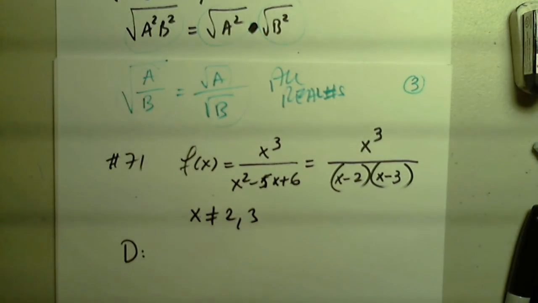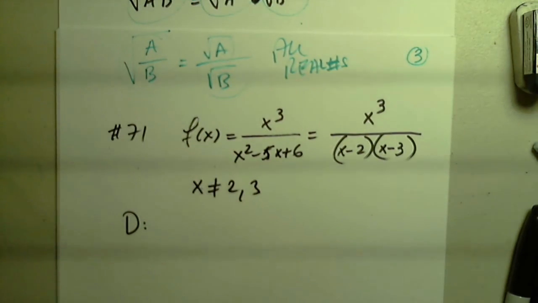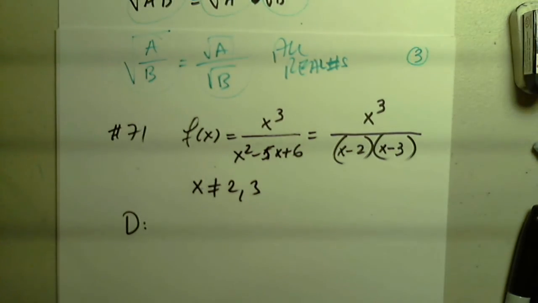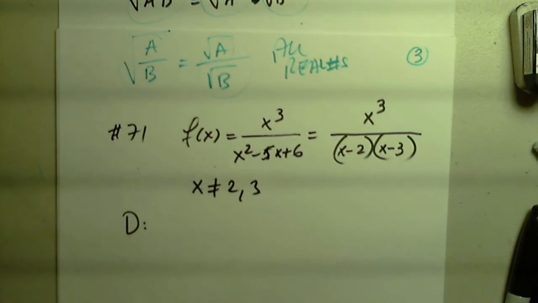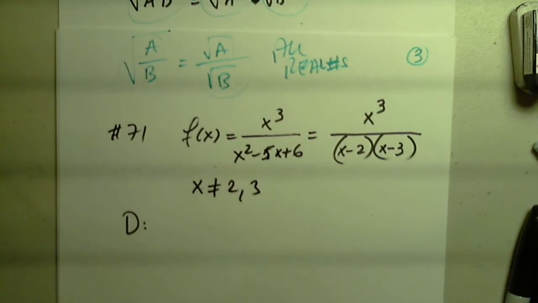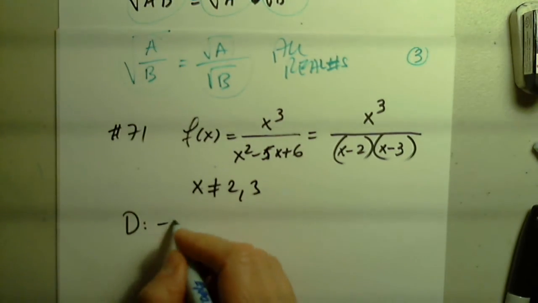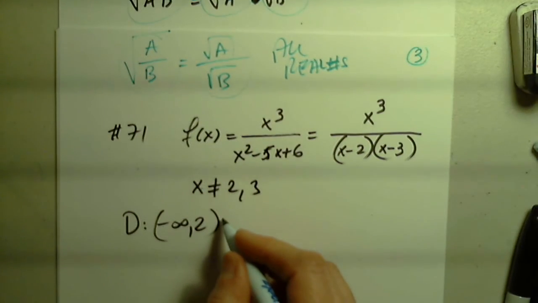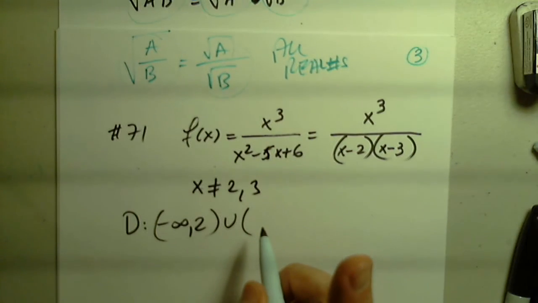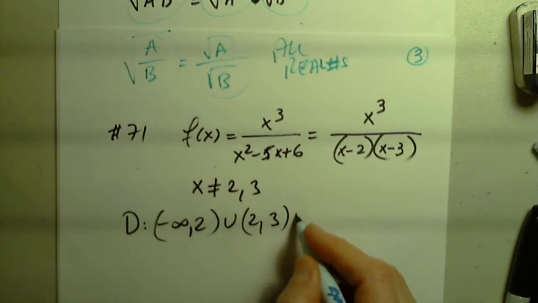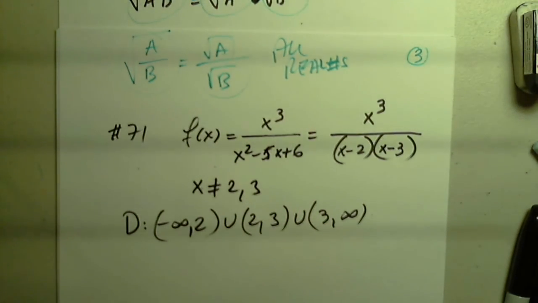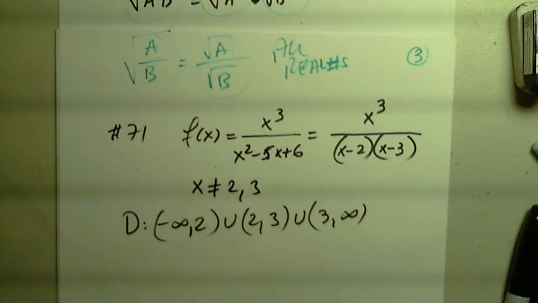So now the domain, anyone? Macaulay, go ahead. You are muted. Anyone else? From negative infinity to 2, close parentheses, the union, and then 2 to 3. Union, and 3 to positive infinity. Great job. Thank you. Very good. Okay.